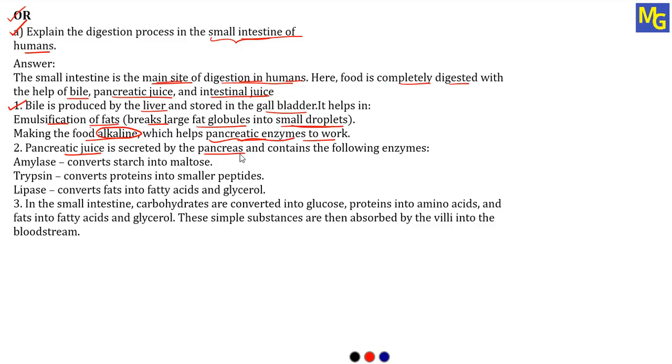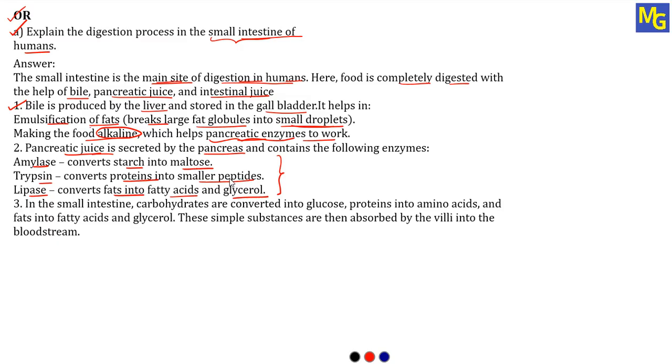This pancreas secretes pancreatic juice, which consists of the following enzymes: amylase, which converts starch into maltose; trypsin, which converts protein into smaller peptides; and lipase, which converts fats into fatty acids and glycerol. So this is the conversion which takes place with the help of pancreatic juices.